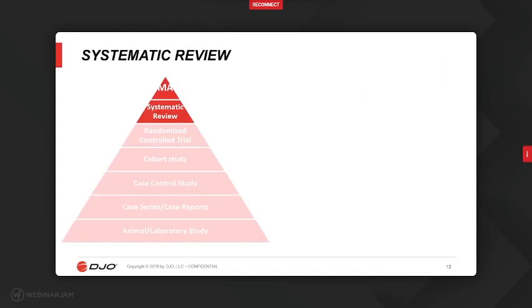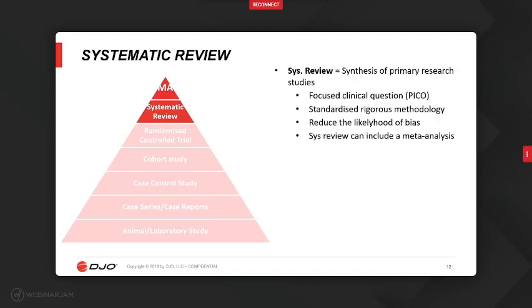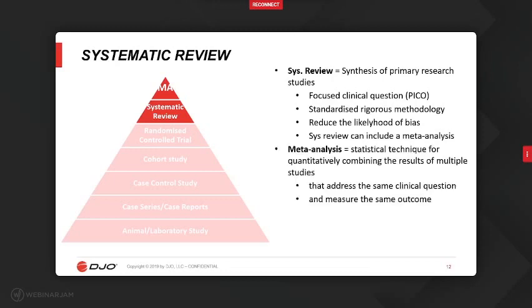Because we are limited in time, I will quickly go through some key aspects of each of those study designs. So at the top of the pyramid, we have the systematic review and meta-analysis. A systematic review is a synthesis of primary research studies, and it uses a standardized, rigorous methodology for selecting and analyzing the studies. A systematic review can or cannot include a meta-analysis. And the meta-analysis is a statistical technique for quantitatively combining the results of multiple smaller studies that address the same clinical question and measure the same outcome.